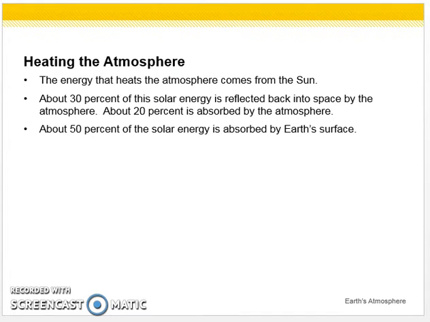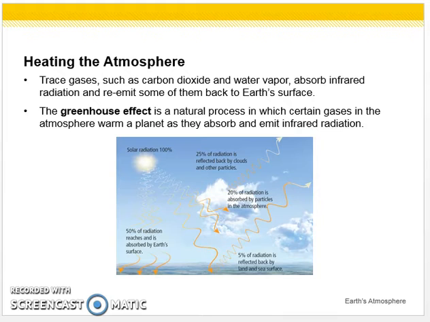About 30% of this solar energy is reflected back into space by the atmosphere. About 20% is absorbed by our atmosphere. And about 50% of the solar energy is absorbed by Earth's surface. Trace gases such as CO2 and water vapor absorb infrared radiation and re-emit some of it back to Earth's surface. The greenhouse effect is a natural process in which certain gases in the atmosphere warm a planet as they absorb and emit infrared radiation.